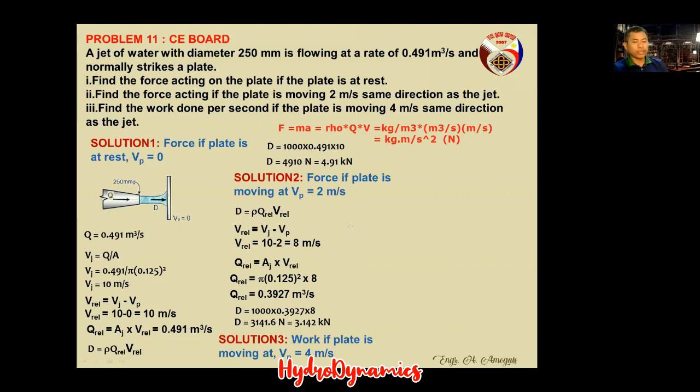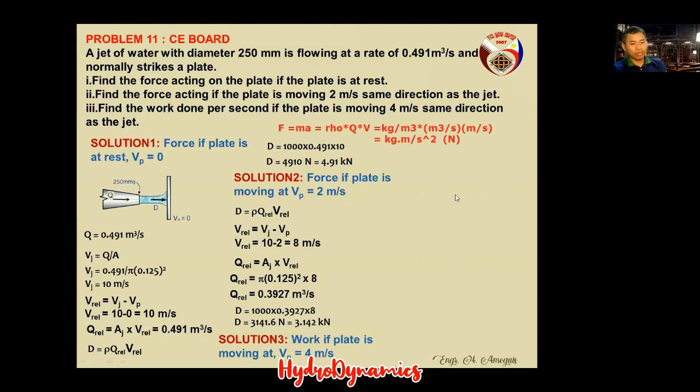So, ano yung work done per second? Kasi ang alam natin yung work is force times distance or Newton meter, di ba? So, the work per second is Newton meter per second. So, ang ending nun is Newton meter per second. That is watts. Newton meter per second is actually force times velocity.